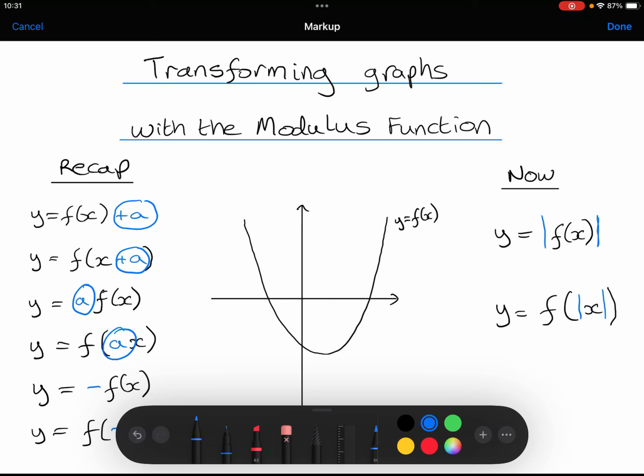Next, if the a is on the inside of the function, like that, that's multiplying on the inside. That affects the x coordinates only, and we do the opposite. So we would divide all the x coordinates by a. So that's going to squash the graph in horizontally. So it's going to look something like this.